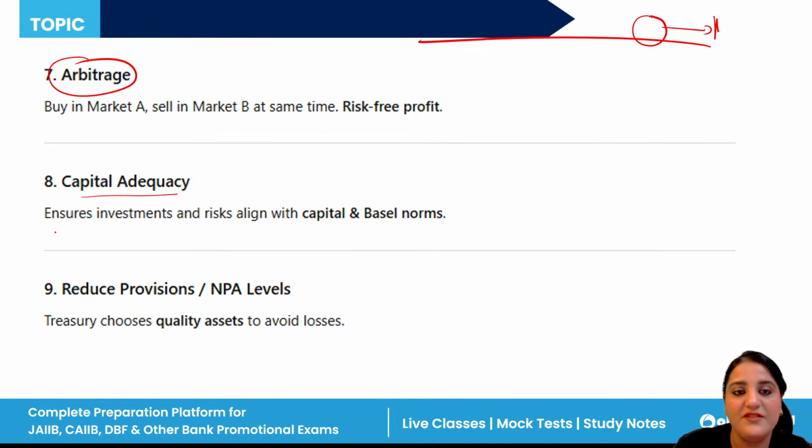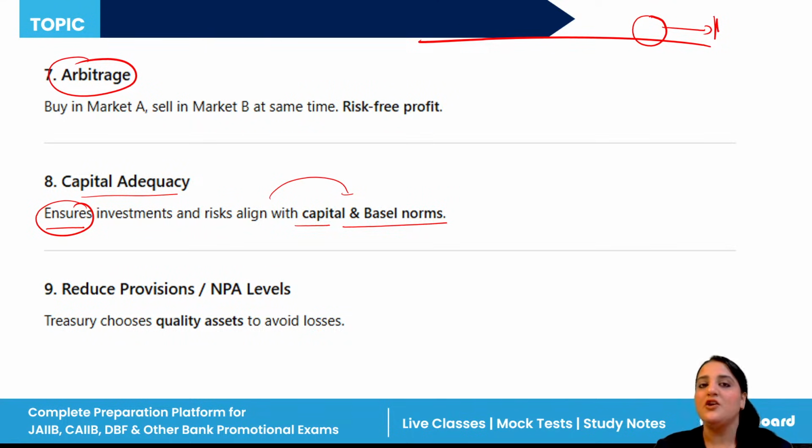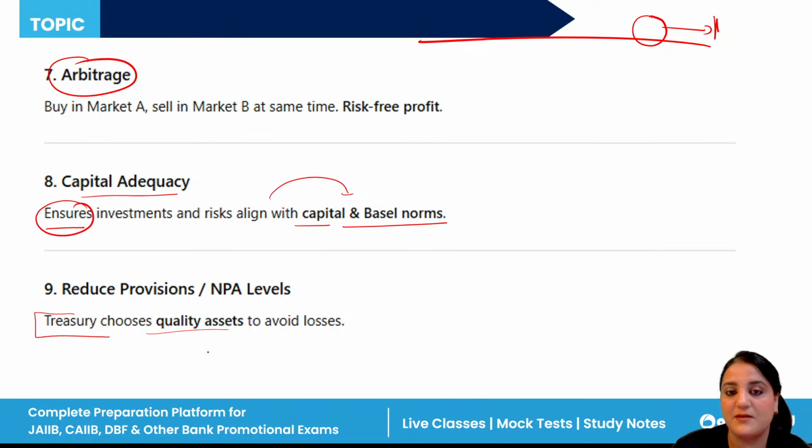So capital adequacy means the bank ensures investment and risk are aligned with the capital and Basel norms. Everything is according to the capital and Basel norms. So it is important. If we say in this chapter we have to revise types of deals, integrated treasury, forex rate, that is the only important thing. And treasury chooses quality assets. Why? Just to avoid losses. That's why it helps in reducing the non-performing asset levels and also reduces the provisions.